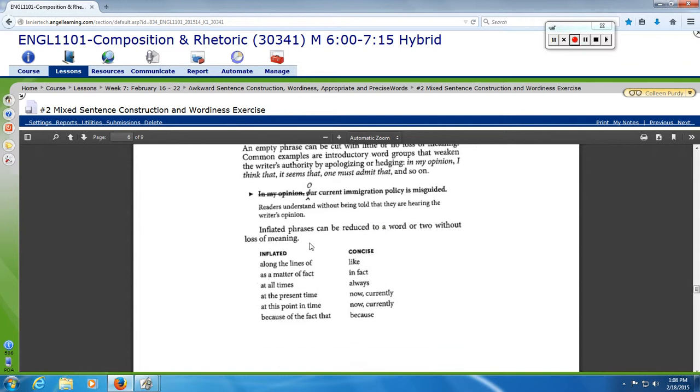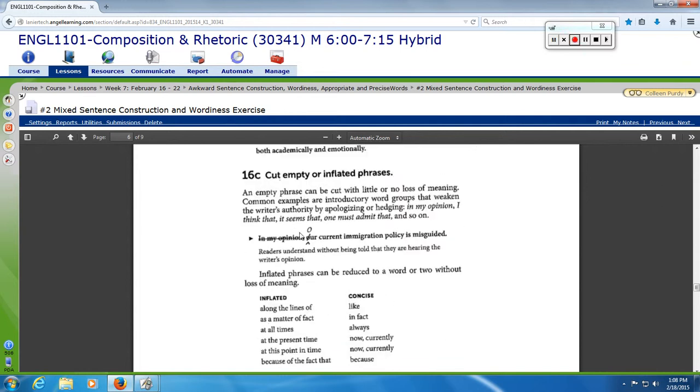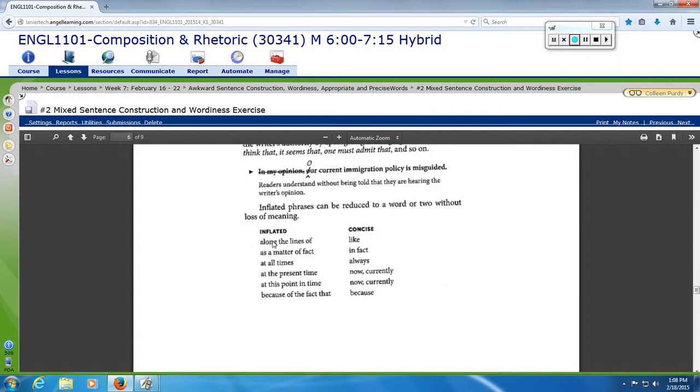We've talked about empty phrases and inflated phrases. "Along the lines of" can be restated as "like." I want a wedding dress along the lines of Princess Kate's. That's a lot of words to say the same thing. I want a dress like Princess Kate's. "As a matter of fact" can be restated "in fact." "At all times, I keep my purse beside me at all times." I keep my purse beside me always, or I always keep my purse beside me.